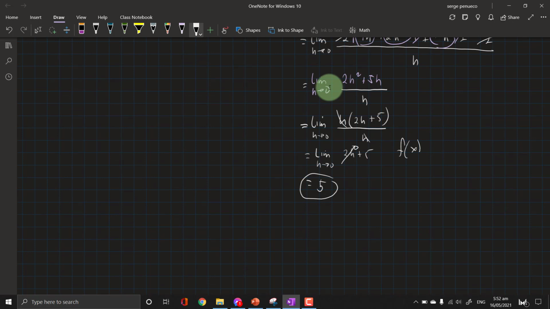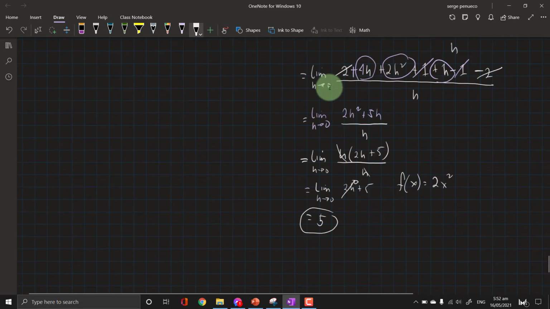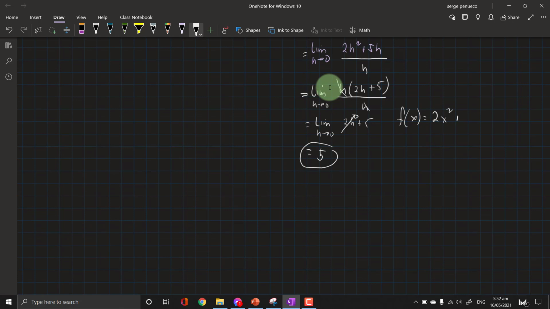Okay? F of x is equal to 2x squared plus x minus 1. Kunin natin yung f prime of x. F prime of x is equal to 4x plus 1. And then, since ito na yung derivative natin, nakuha natin yung derivative, substitute lang natin value ng x natin. X is equal to 1.